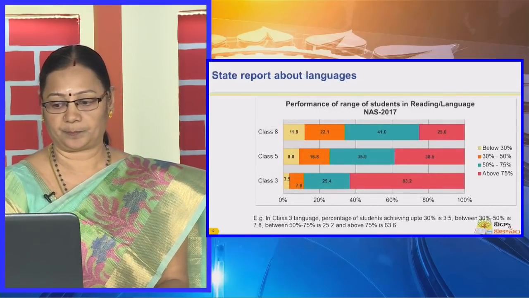So you mean, ma'am, on one side we have improved in our ranks when compared to other states, but when you compare to our own performance, when you move from 3rd grade to 5th grade to 8th grade, the performance of the children in language is going down, right? Declining. So do you see any specific reason for the decline, ma'am?